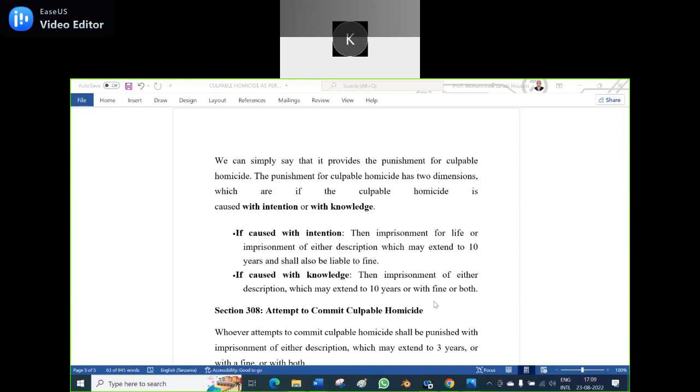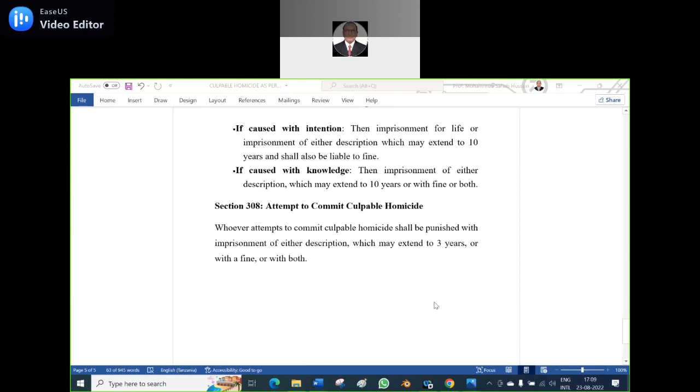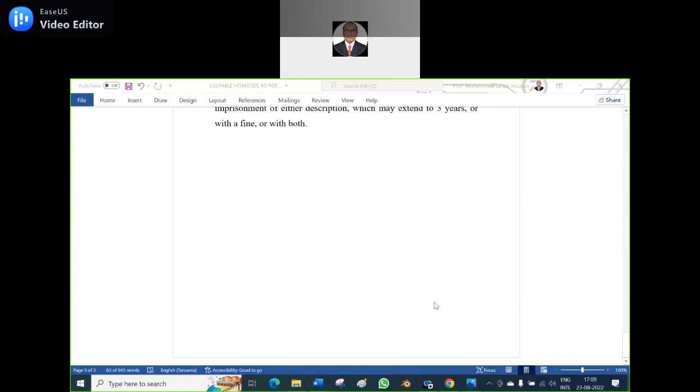So let us see Section 308, attempt to commit culpable homicide. Whoever attempts to commit culpable homicide shall be punished with imprisonment of either description, which may extend to 3 years, or with a fine, or with both. But there it is 10 years and here only 3 years. So this is actually the thing which I want to make out.